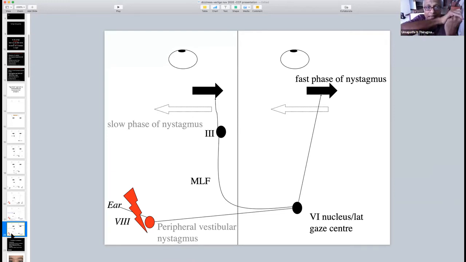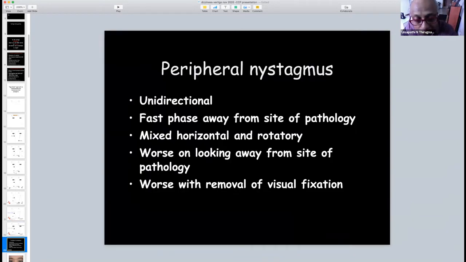So when one side is completely damaged, superior, horizontal, posterior, all gone. What is left behind on this side is superior, posterior, and horizontal. These three things are unopposed. But if you look at the vectors of these three on the other side, the superior and posterior are almost opposite each other. So they're going to cancel each other out. What is unopposed is the horizontal canal. So you're not surprised that in peripheral nystagmus, the predominant component is horizontal because of the direction of the semicircular canals. So it's unidirectional, no business to change direction, fast phase away from the site of pathology, and it is mixed, usually largely horizontal with a little bit of rotatory component.